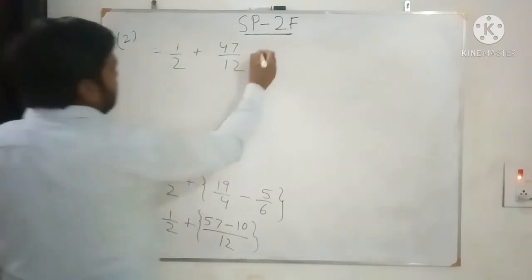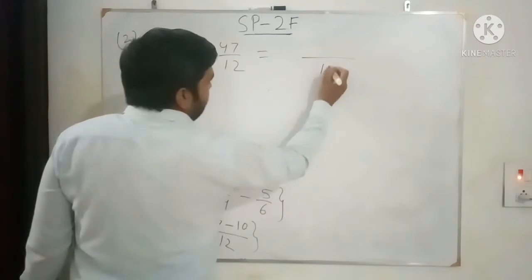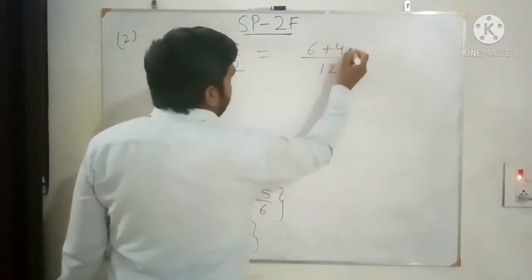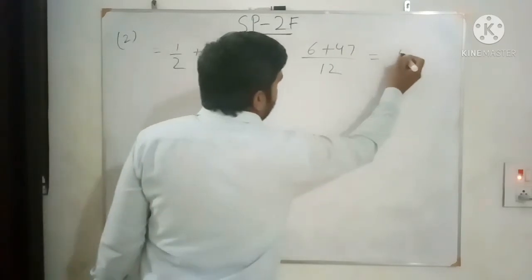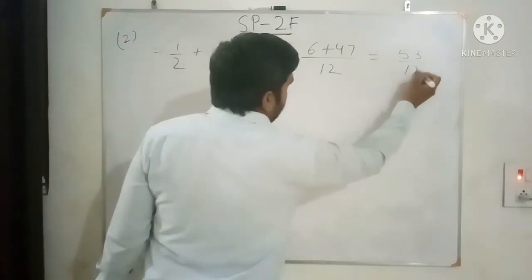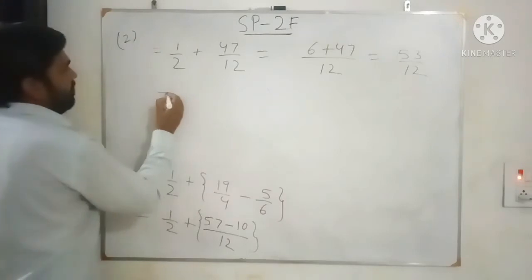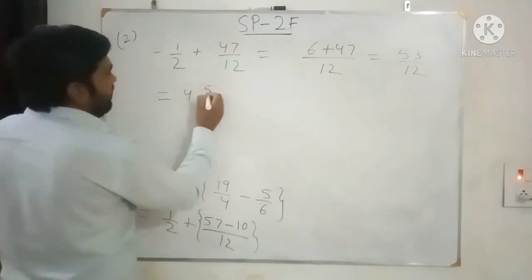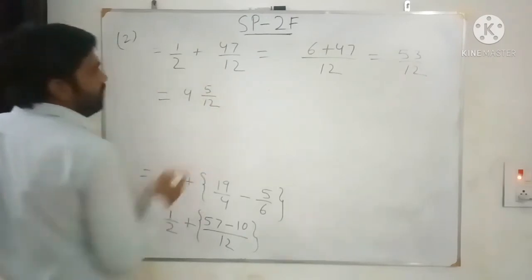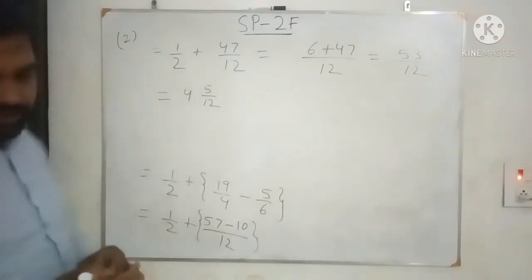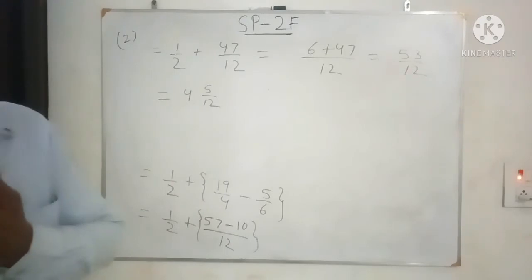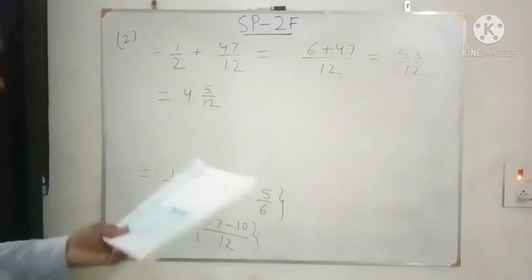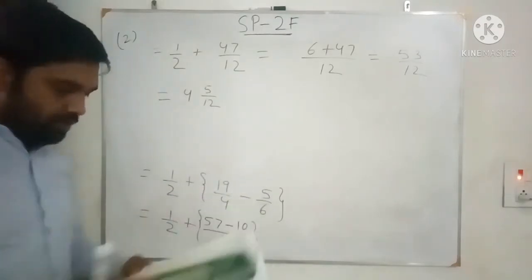Again you see the LCM is 12. 2 6s are 12, 6 1s are 6, plus 47 by 12, 53 by 12. Now 12 4s are 48, remainder 5. 4 5 by 12. See the options: 4 5 by 12, option C, correct. Okay.